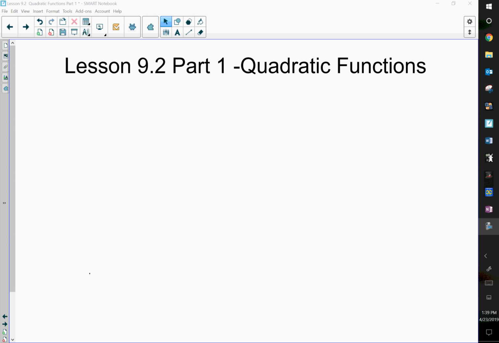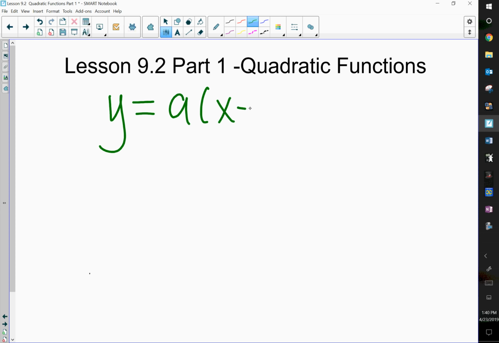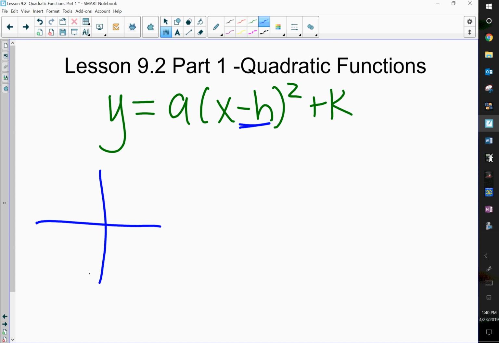This is lesson 9.2. It's the first part of a two-part video on quadratic functions. Now remember, we've been talking about quadratic functions, and they have in the past looked like this as an equation. They were written out in this form. We talked about this, that the h has an effect on the parent function of a quadratic function. Remember, the parent function is a parabola that looks sort of like this.